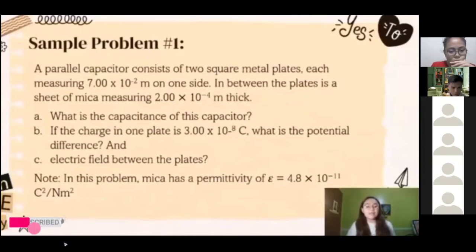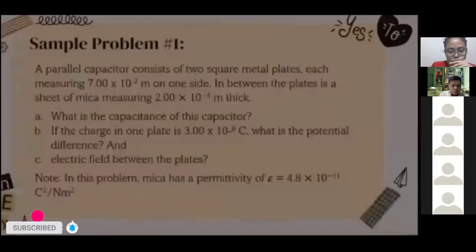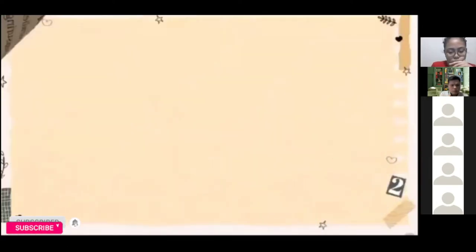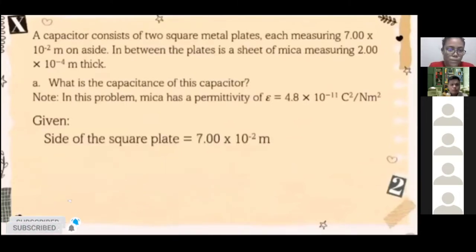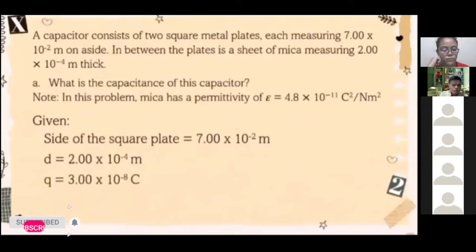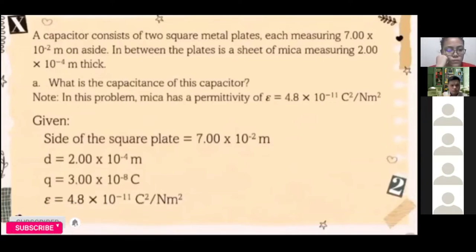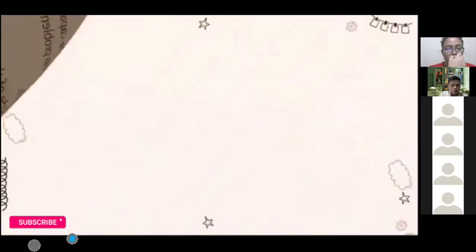Note, in this problem, mica has a permittivity of 4.8 times 10 to the power of negative 11 coulomb squared over newton meter squared. So before solving the problem, we have to write the givens first. The side of the square plate is 7 times 10 to the power of negative 2 meter. The distance between the plates is 2 times 10 to the power of negative 4 meter. The charge is 3 times 10 to the power of negative 8 coulomb. And the permittivity constant of the insulating material, which is mica, is 4.8 times 10 to the power of negative 11 coulomb squared over newton meter squared.